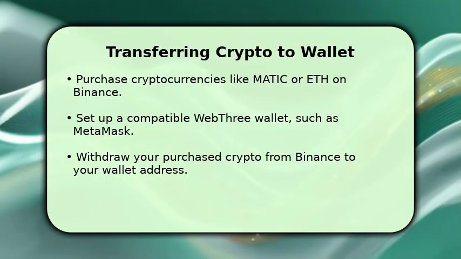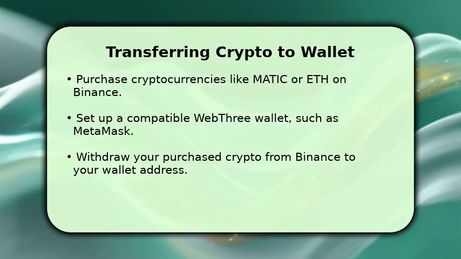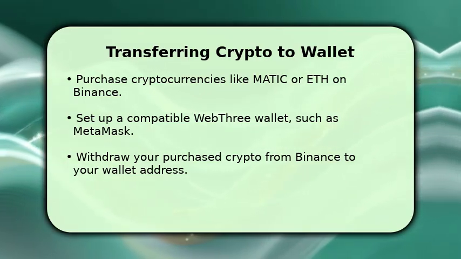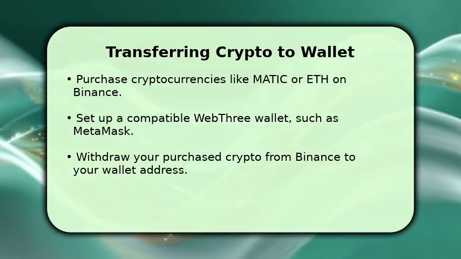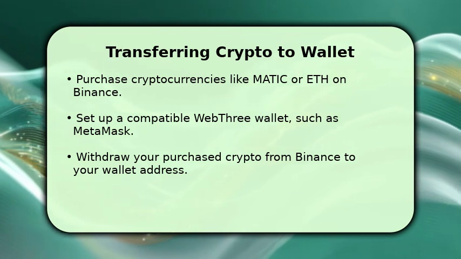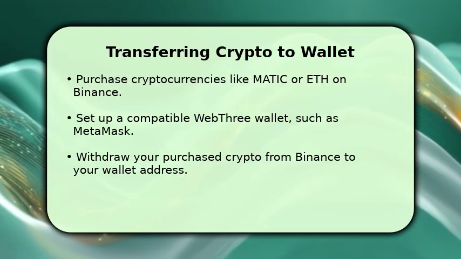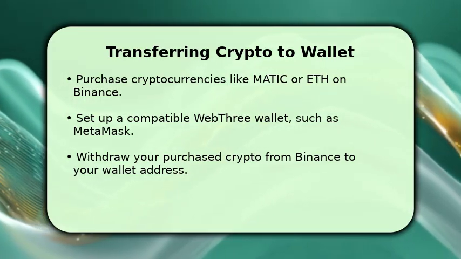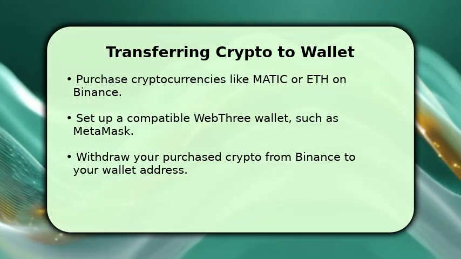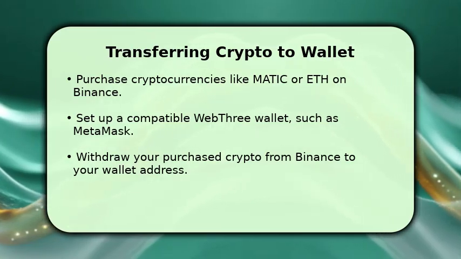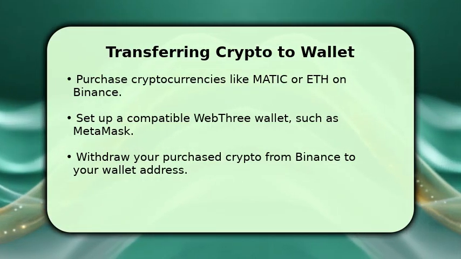With funds in your Binance account, you're ready to acquire the necessary cryptocurrency. Purchase assets like Matic or Ethereum, which are commonly used for NFTs. Then, set up a secure Web3 wallet like MetaMask if you haven't already. This wallet will hold your crypto. Finally, carefully withdraw your purchased cryptocurrency from Binance directly to your new wallet's unique address, double-checking all details.